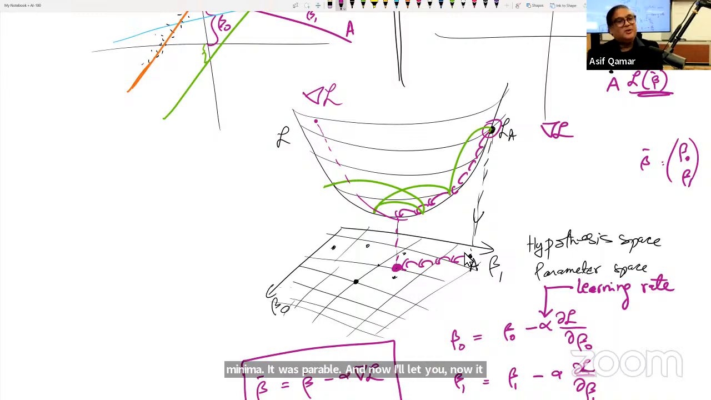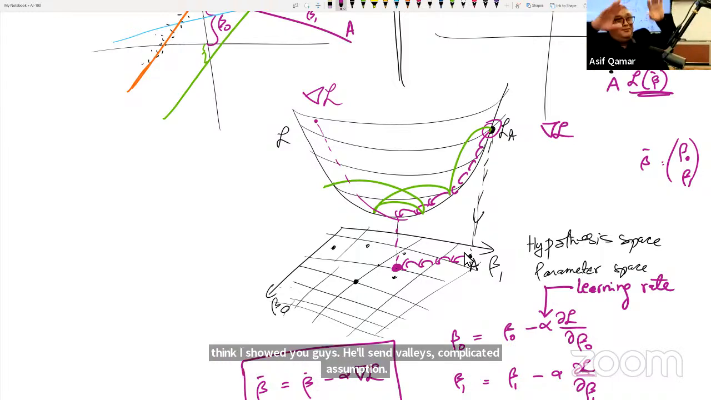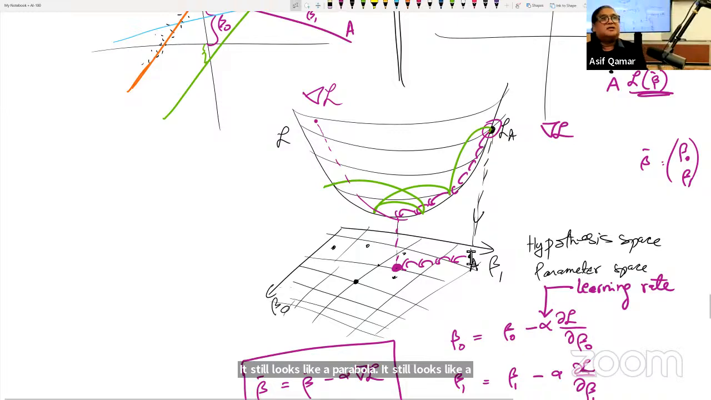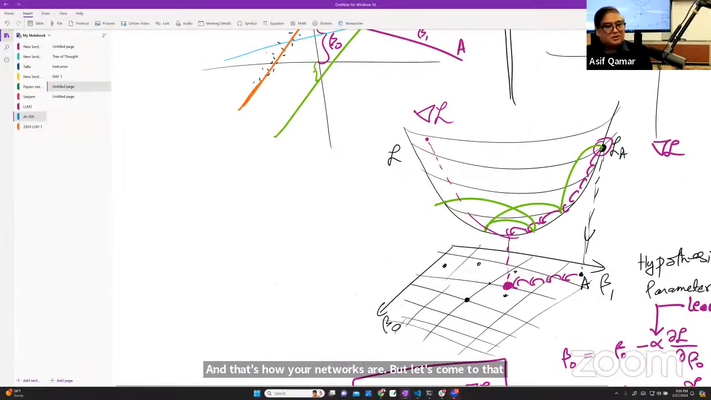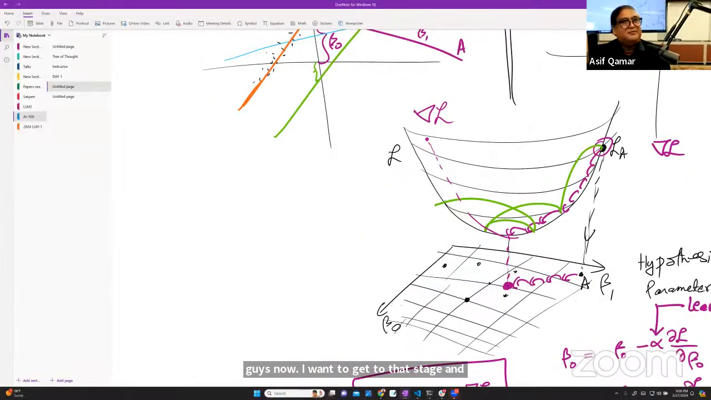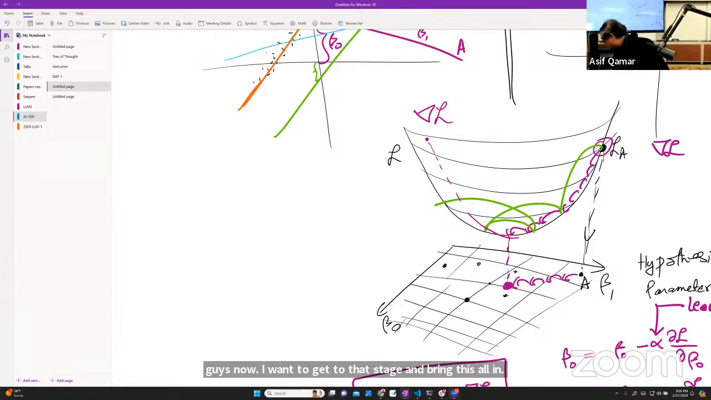And now I'll show you a more realistic loss function. I think I showed you guys one with hills and valleys, a complicated loss function. It still looks like a bowl, but quite big, with hills and valleys. And that's how neural networks are. But let's come to that, guys. I want to get to that stage and bring this whole thing together. It all looks very theoretical and fun, but actually you'll realize in a moment that this is very real.